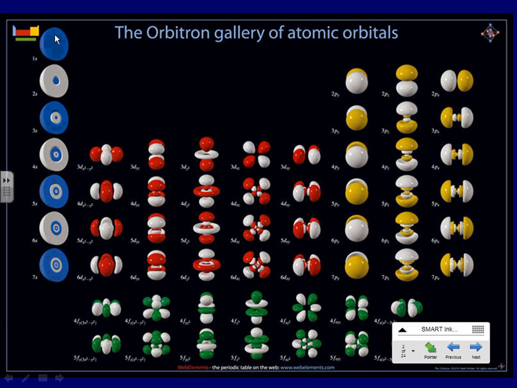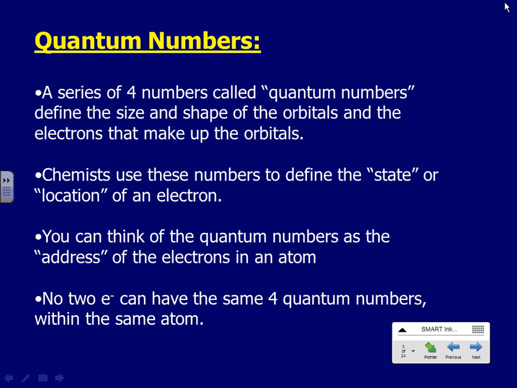All right, let's talk about the numbers, and then we'll make reference to this sheet. So quantum numbers, write down the first bullet and the last bullet. Don't write the center two bullets. Not nearly as important.